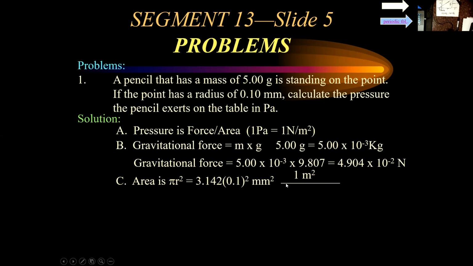Now I'm going to convert from millimeters to meters. So there's 1,000 millimeters in 1 meter, so 1,000 squared. So do my math. That comes out to be 3.142 times 10 to the negative 8 meters squared.